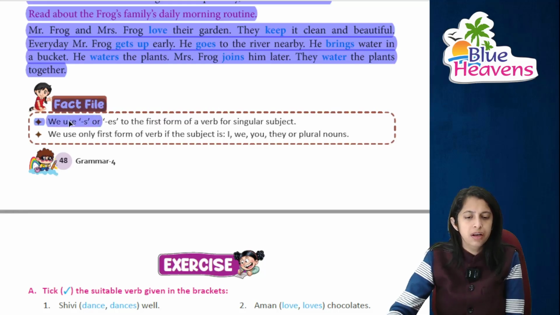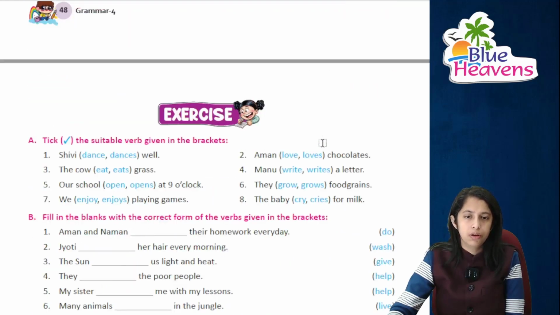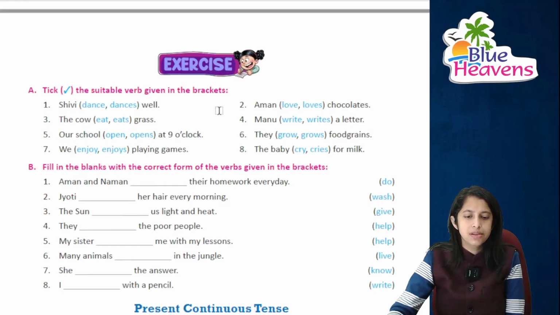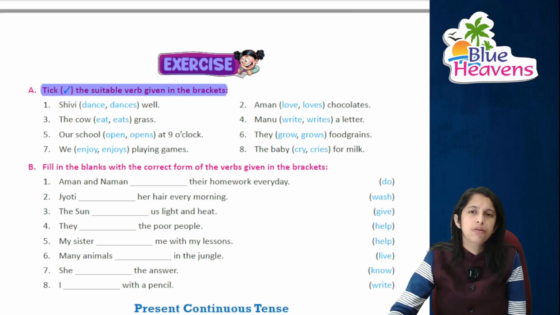There is a fact file that we use s, es to the first form of verb, or you can say singular subject से हम use करते हैं. We use only the first form of verb if the subject is I, we, you, they, or you can say plural nouns, right? Moving on to the exercise, you have to take the suitable verbs that are given in the bracket.